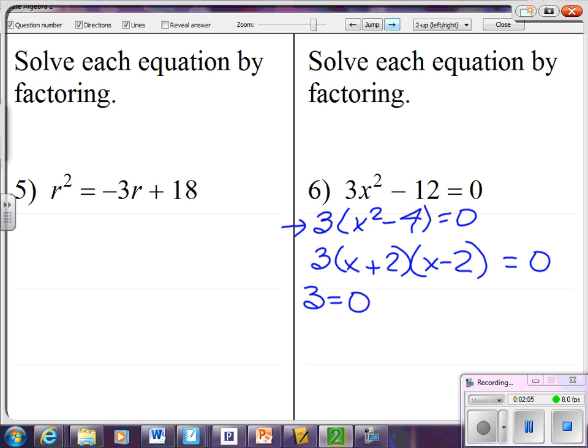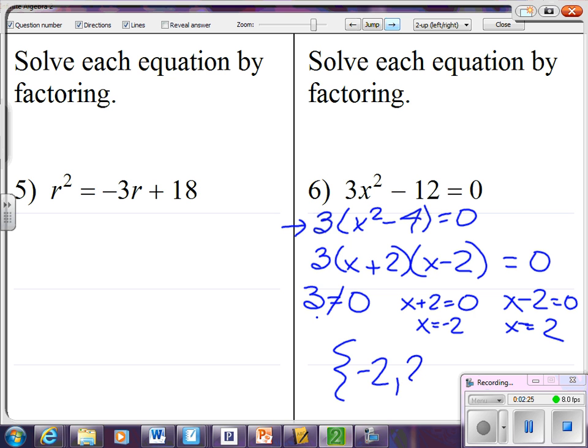This step? This isn't true, but you still need to understand it, right? And you get x plus 2 equals 0, x minus 2 equals 0. You just stop there. Okay, you understand it now?